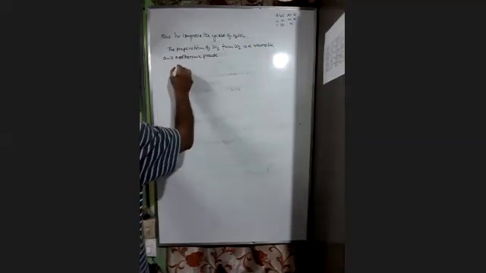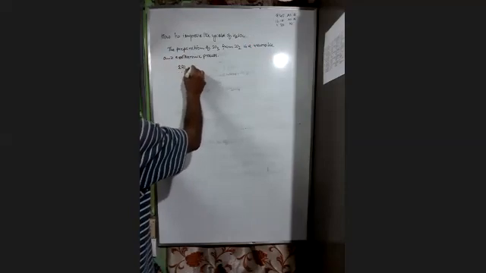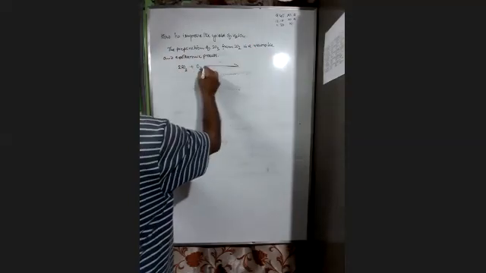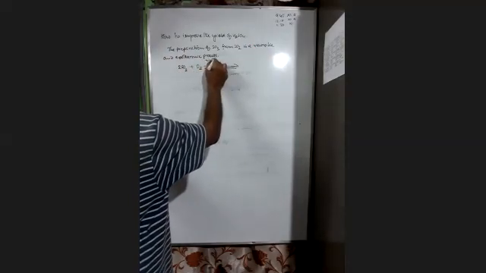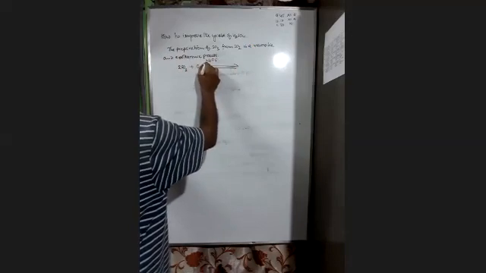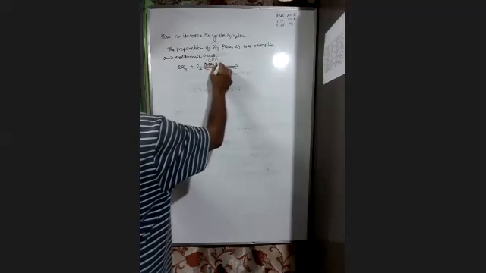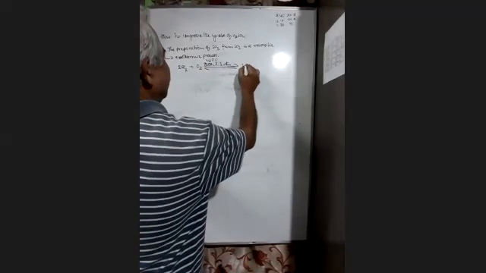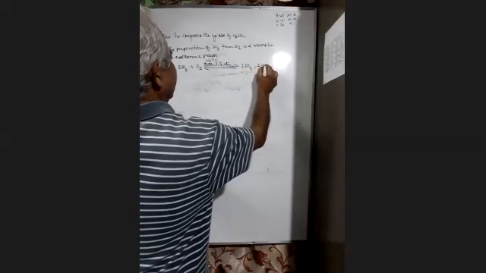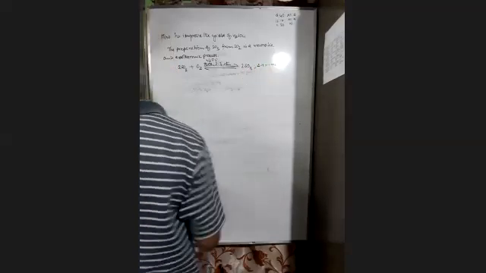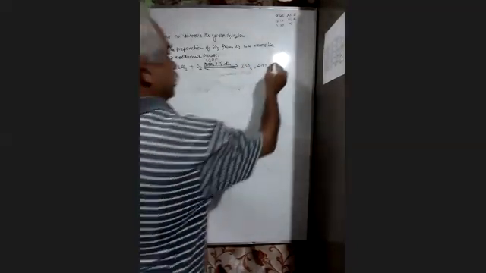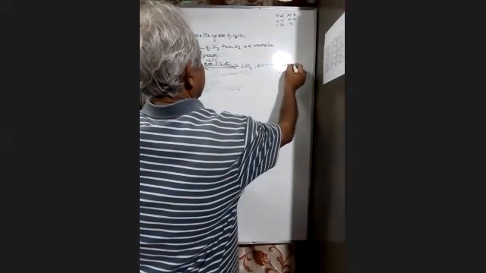So right now here: 2SO2 plus O2, with V2O5 at 725 Kelvin and 2 to 3 atmosphere, gives 2SO3, delta H is minus 196.6 kilojoule per mole. Is it 196.6? Just now you've written, no? Yes, sir.